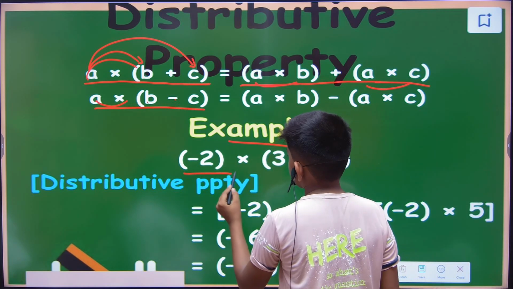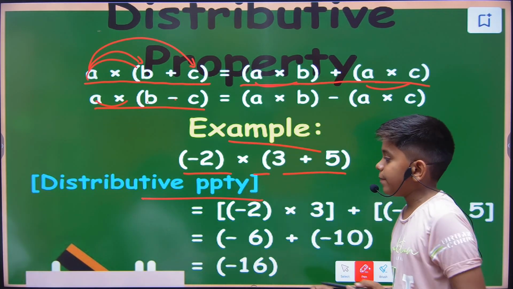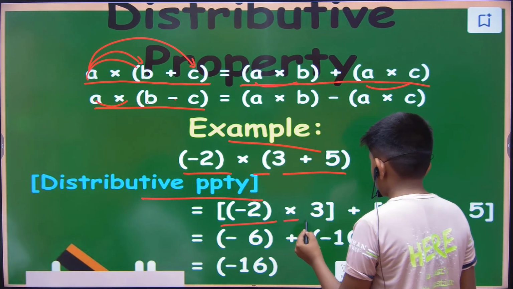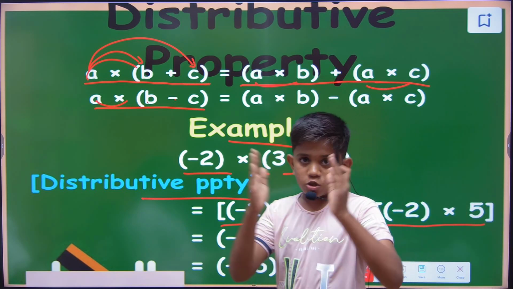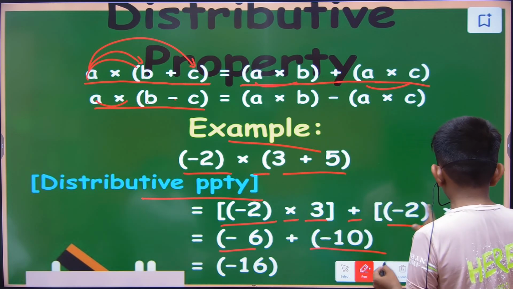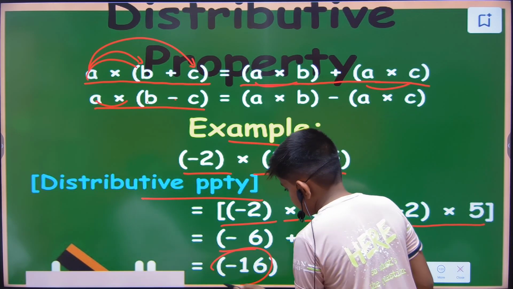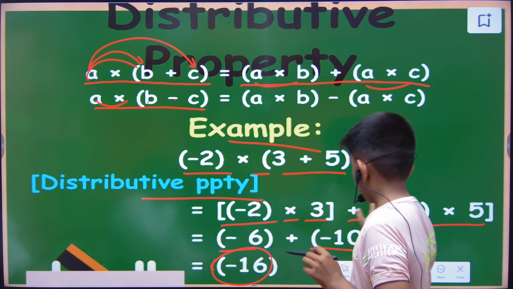Example, minus 2 into (3 plus 5). Here we will use the distributive property. Minus 2 into 3 plus minus 2 into 5. So we will distribute it. Here we will get minus 6, and here we will get minus 10. So the answer is minus 16. So like this we can use the distributive property.